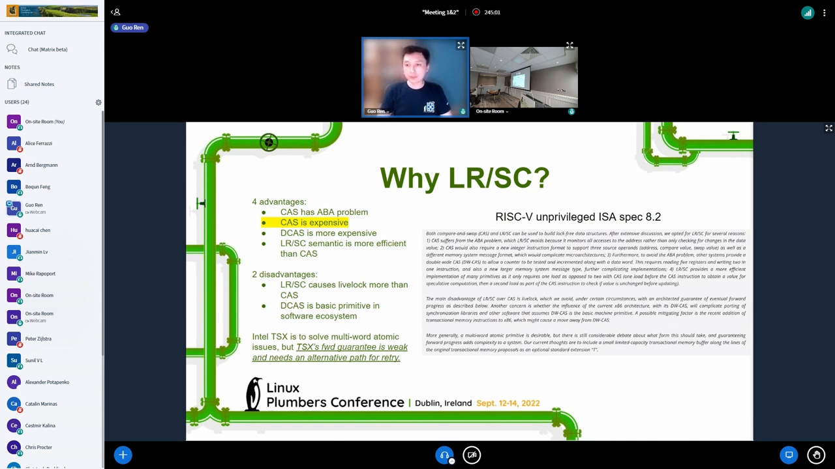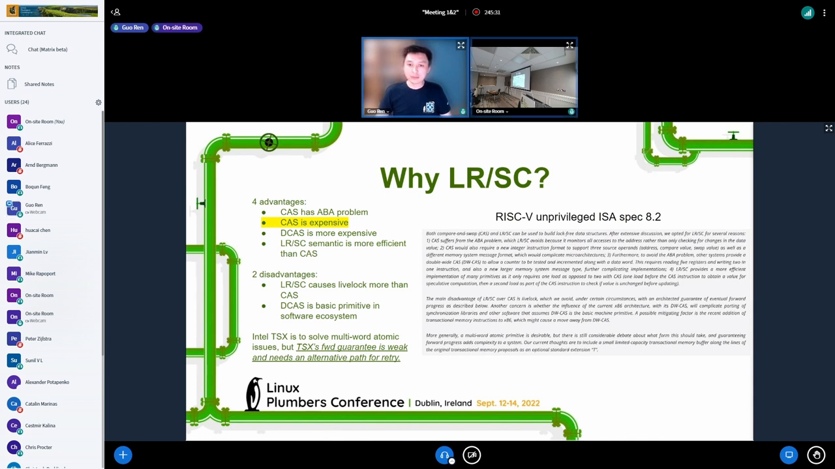I put the RISC-V comment up here. Actually, I conclude the right side into the left side. It gave four advantages. That's the CAS has the ABA problem, and the CAS is expensive, and the DCAS is more expensive. And the load reserve store condition semantic is more efficient than the CAS.